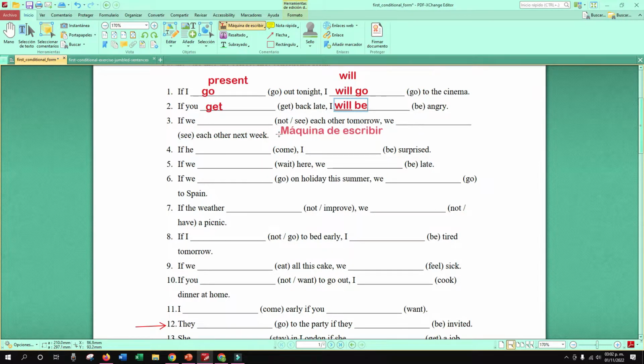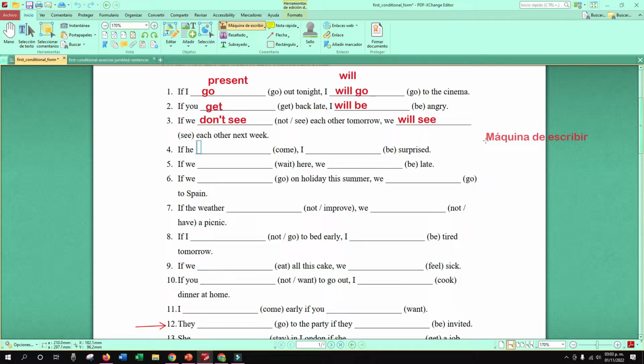If we, this is negative, no C, right? Which will be the answer here, guys? If we, what? Doesn't see. Okay, in that case, Karen, don't see, because that is we, right? We don't see each other tomorrow. We what? We will see. Excellent. We'll see each other next week. Perfect, Karen. So, if we don't see each other tomorrow, we will see each other next week. Perfect. Excellent. What about number four?